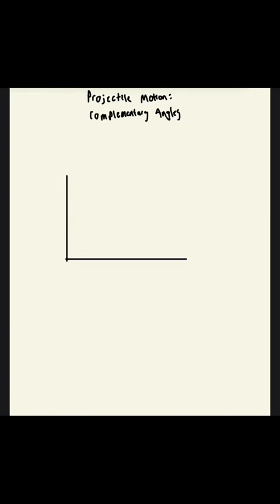Alright, hello everyone. Today we're going to be looking at a specific area of projectile motion relating to complementary angles and launch angles as well. So, projectile motion, we looked in the other video at some of the key things, but just to summarize, an object is launched from a starting point and can follow a parabolic path like this.